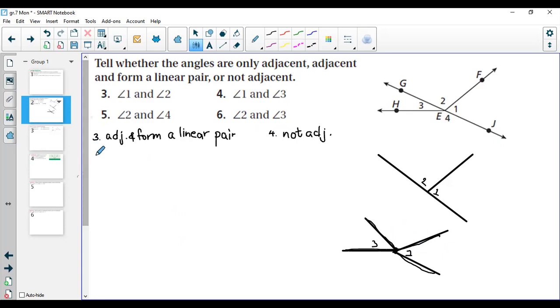All right, let's move to question number 5. Angle 2 and angle 4. Where is angle 2 and angle 4? It's here, angle 2 and angle 4. Now, if I would draw it, you would get an angle like that.